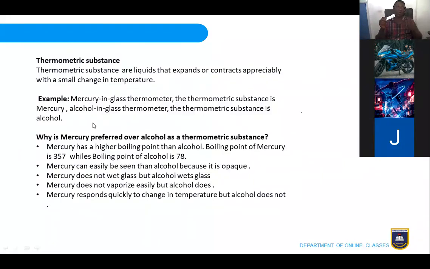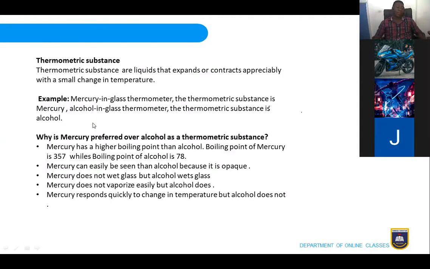You can see that all will draw back to its normal position. None will be clinging to the walls of the glass, but alcohol clings to the walls of the glass. That's alcohol wets glass, and mercury does not wet glass. So it's advisable to use mercury in thermometers if you want to easily determine the temperature of a body without any difficulty. It's advisable to use mercury in glass thermometers, or mercury as your thermometric substance.